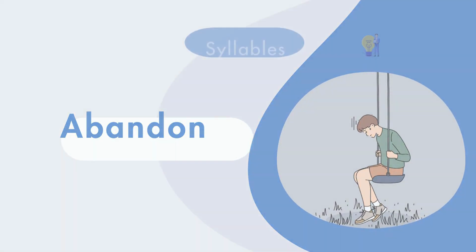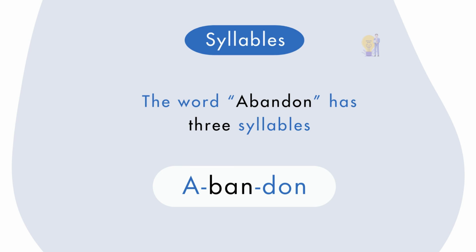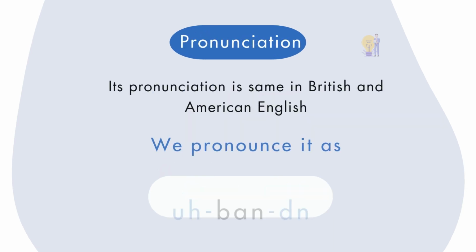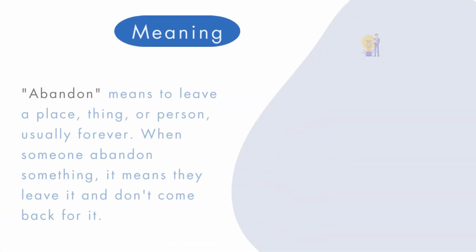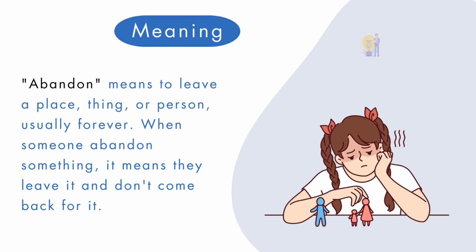Abandon. Abandon has 3 syllables and we pronounce it as abandon. Now, let's understand its meaning. Abandon means to leave a place, thing, or a person, usually forever. When someone abandons something, it means they leave it and don't come back for it.